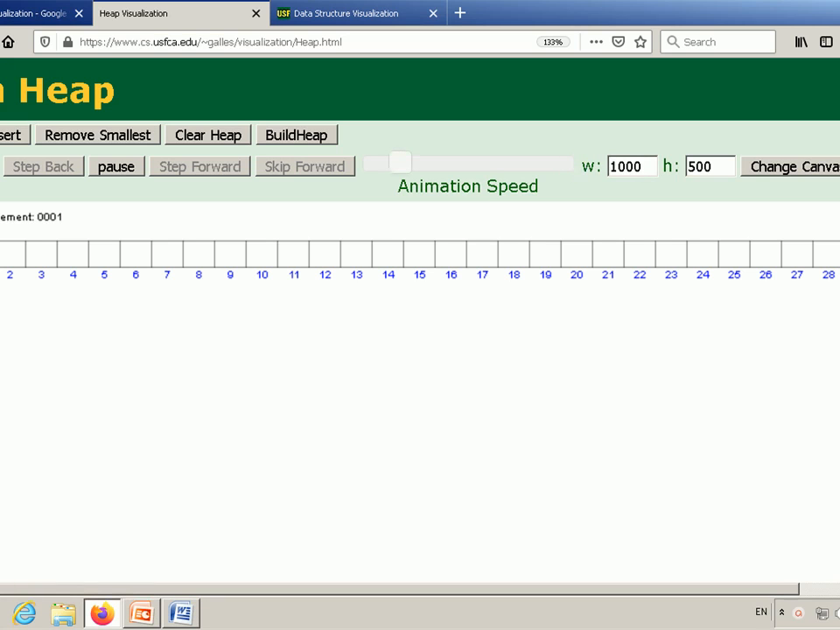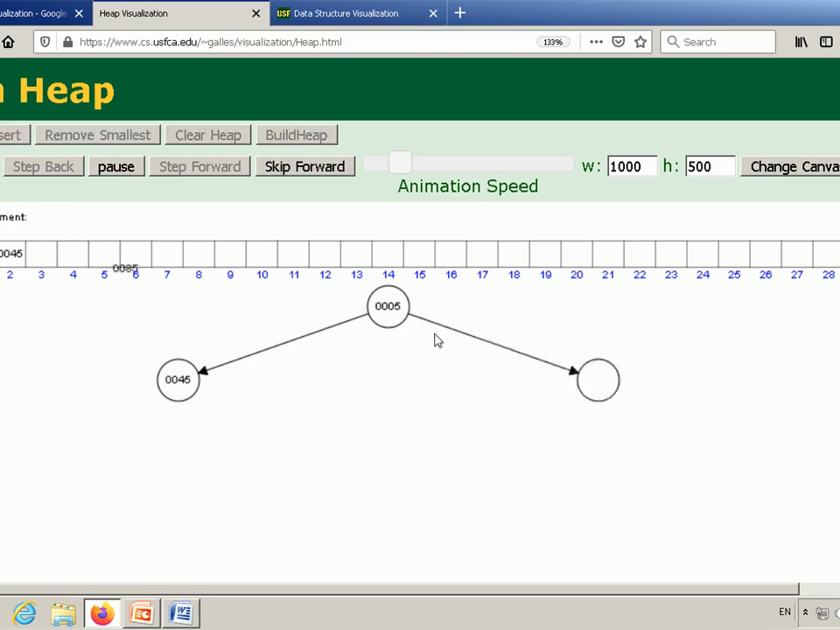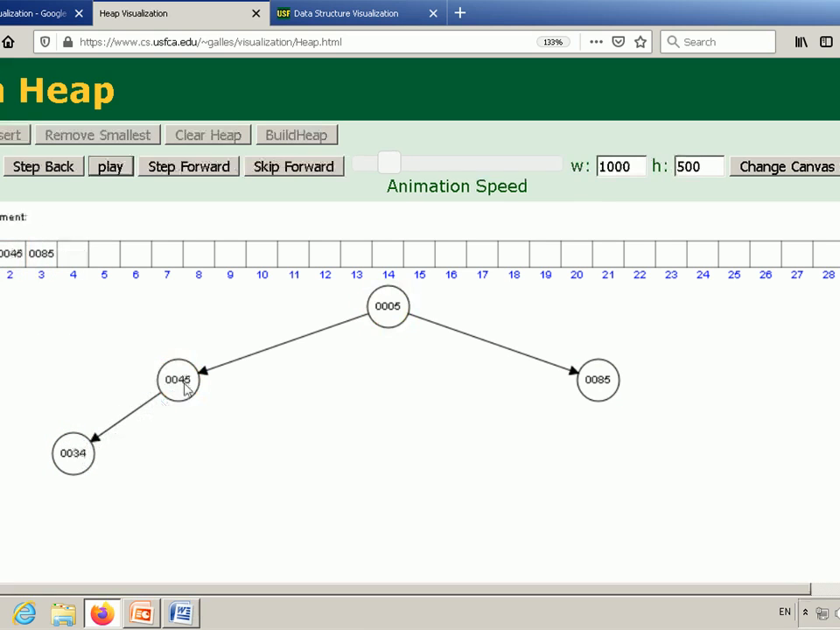Now insert the value 5. So the 5 will be root. Insert 45. 45 is greater than 5, we do not require to call a reheap up operation. Now the next, 85, is greater than the 5. No need to call the reheap up operation. Insert 34. Here 34 goes to the left of 45. Being less, we have to swap them. So it is nothing but the reheap up operation.